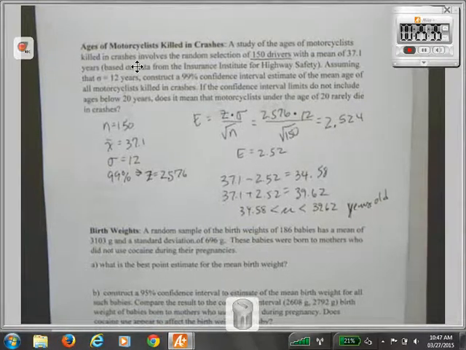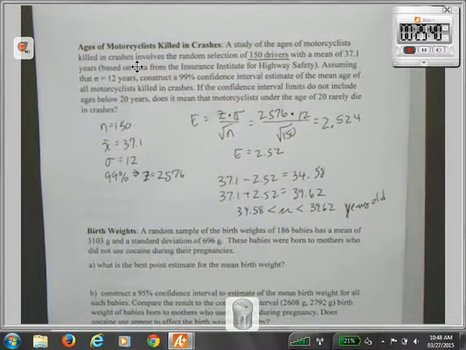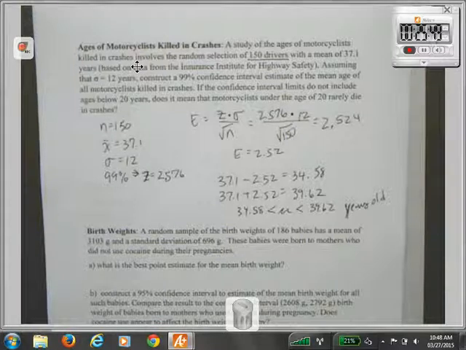All right, let's go back to that question. It says, if the confidence interval limits, the 35 to 40 here, do not include ages below 20 years, does it mean that motorcyclists under the age of 20 rarely die in crashes? Yep, I think that supports that statement, because that average age, even with 99% confidence, we're sure that the average age overall falls between 35 and 40 years. So yeah, we're saying that the 20-year-olds are less likely to be in that confidence interval.